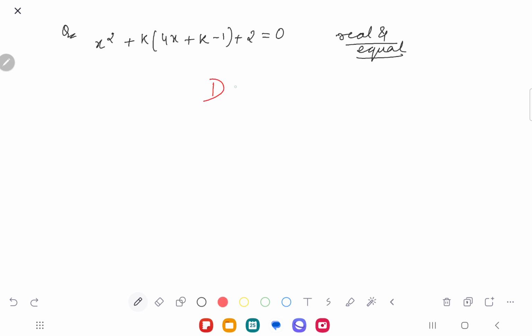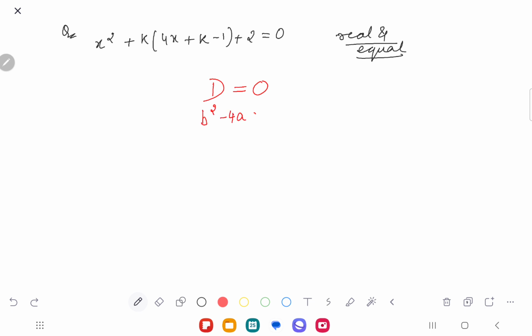Next question says x square plus k times 4x plus k minus 1 plus 2 equals to 0. Now for this equation, it says the roots are real and equal. And you have to find out the value of k for which the roots are real and equal. So what is the condition for the roots to be real and equal? Tell me. It should be discriminant equals to 0.